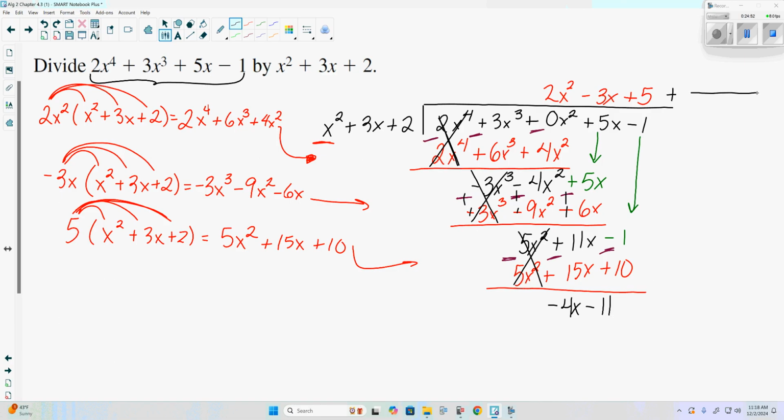And because that remainder is not 0, we have to add it back in. We add to it what was the remainder, our negative 4x minus 11, and put it over the top of what we've been dividing by, our x squared plus 3x plus 2. And that is really all there is for this long division. There's not a terrible amount of steps to this, it's just tedious and takes a while. Yes?